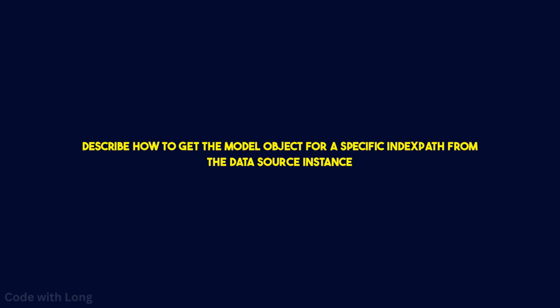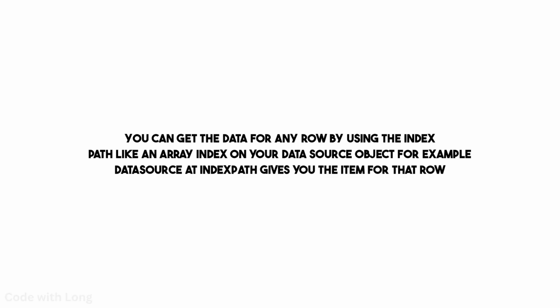Describe how to get the model object for a specific index path from the data source instance. You can get the data for any row by using the index path, like an array index on your data source object. For example, dataSource[indexPath] gives you the item for that row.